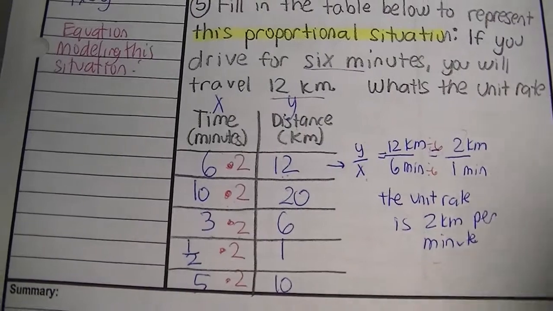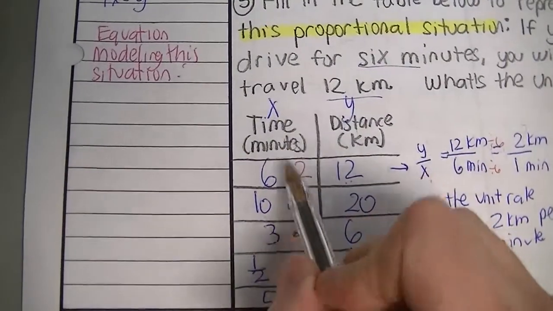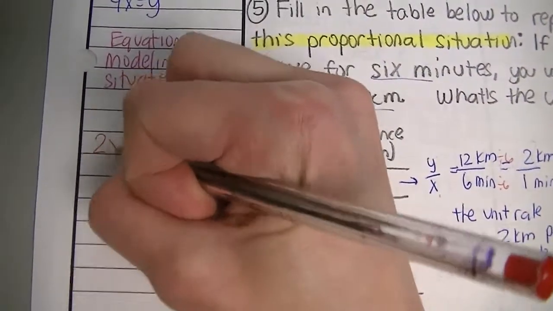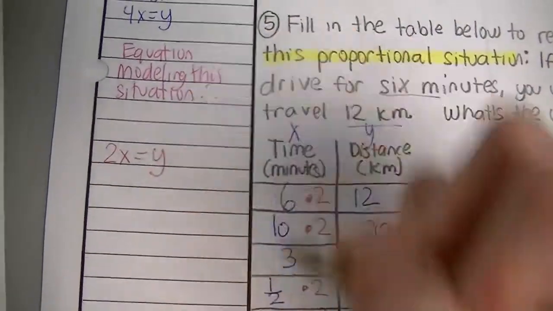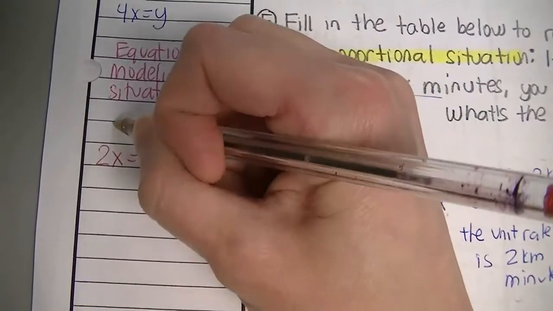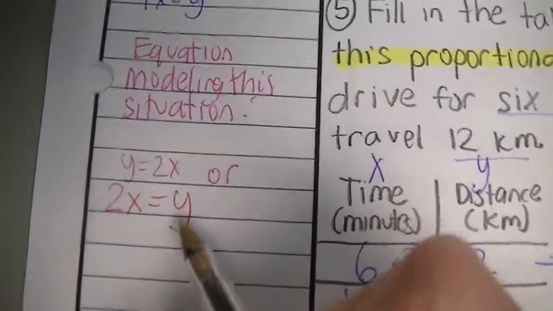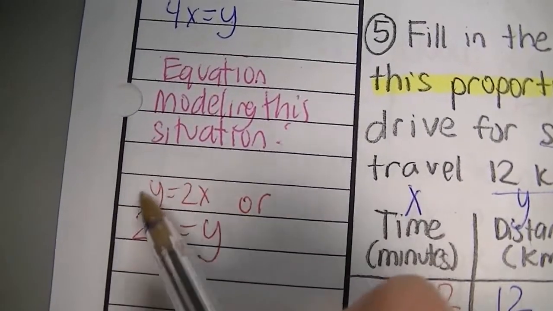Now let's go ahead and write the equation to model the situation. We want the unit rate times x to get the y value, okay? And again, you should know that you can go y equals 2x, same thing, okay? But typically you're probably going to see it like this.